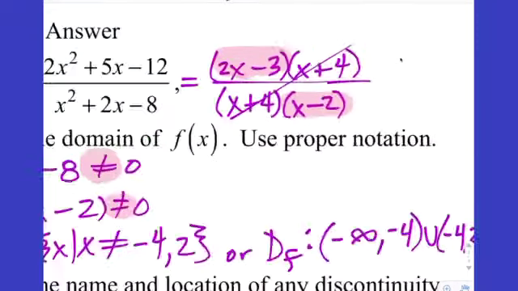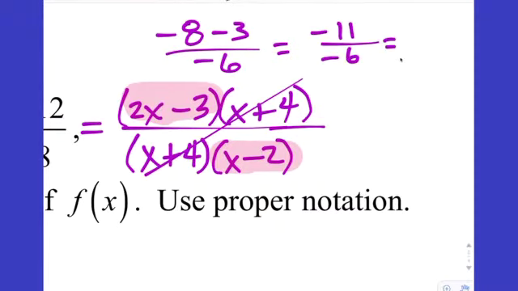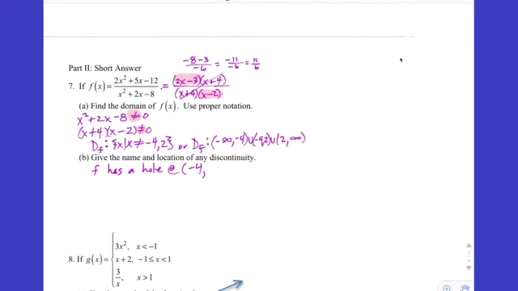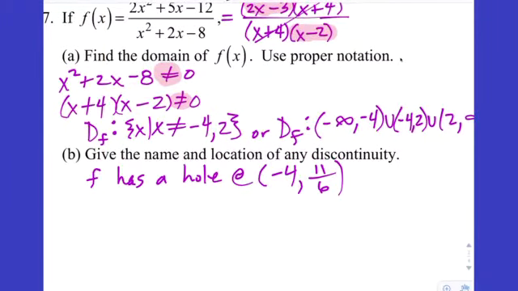So if you plug your -4 into what's left, you're going to get a -8 minus 3 all over a -6, which is -11 over -6, or positive 11/6. Positive 11/6. And that will probably get 2 checks tomorrow on the test. One for the x value, knowing it's a hole, and one for the y value.